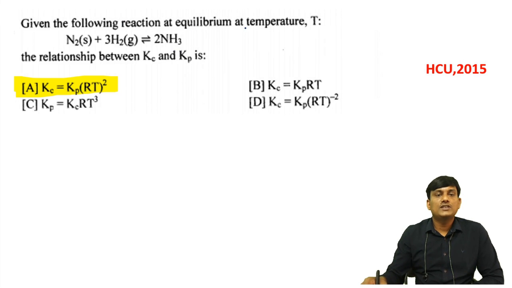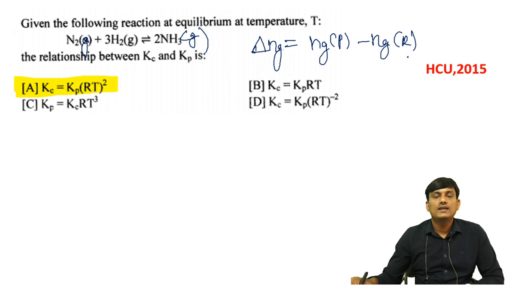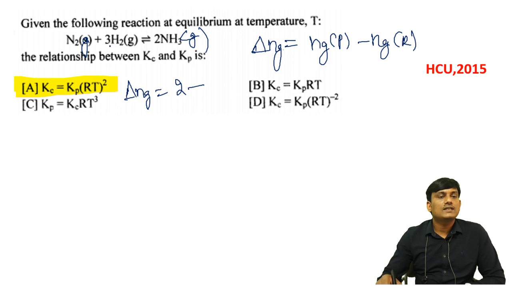Given the following reaction at equilibrium at temperature T, N2 plus 3H2 giving 2NH3. Here I am taking all of them as gases. Then what is the relation between Kp and Kc? For this we have to calculate delta Ng, which is Ng of products minus Ng of reactants: gaseous molecules on the product side minus gaseous molecules on the reactant side. Here, on the product side we have 2 gaseous molecules, on the reactant side we have 4. So delta Ng will be minus 2.